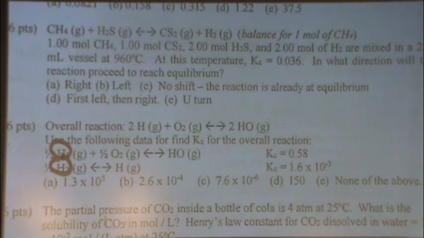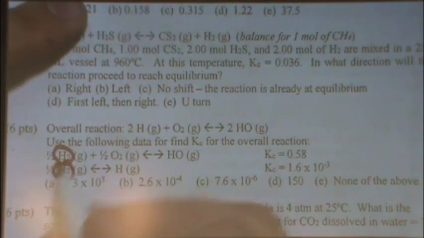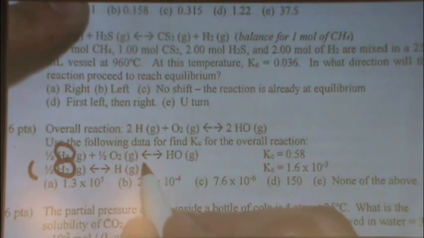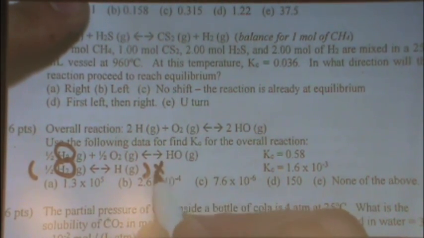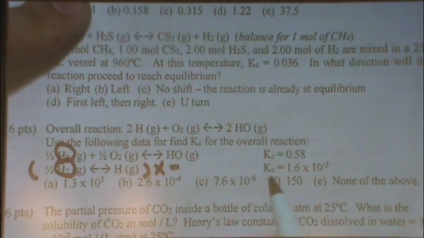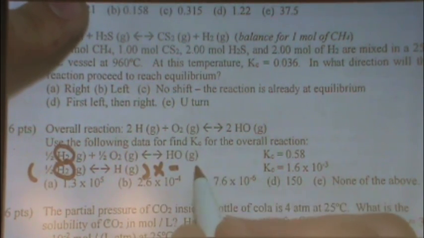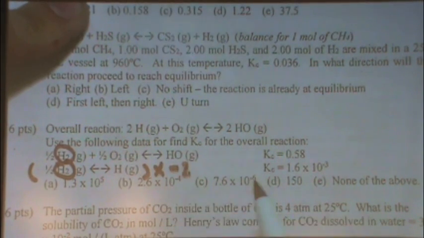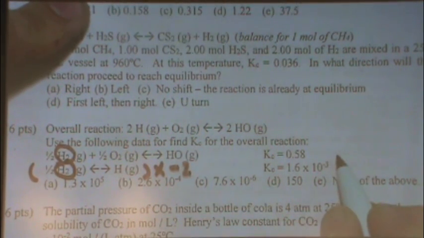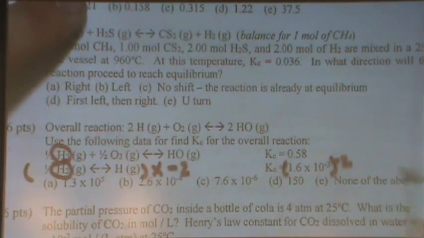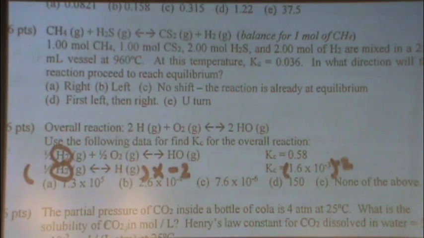I really need the bottom reaction flipped. Is that okay? So I'm going to flip the bottom reaction, which makes the exponent a negative, and to match it with the H right there, what do I need to multiply it by? A negative 2. That means I'm going to take this K and raise it to the minus 2 power.